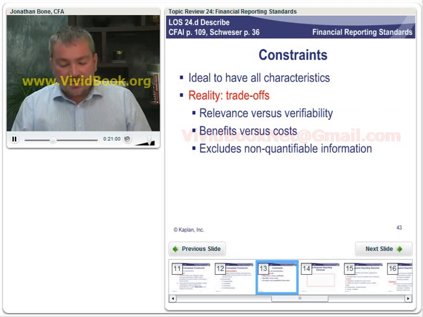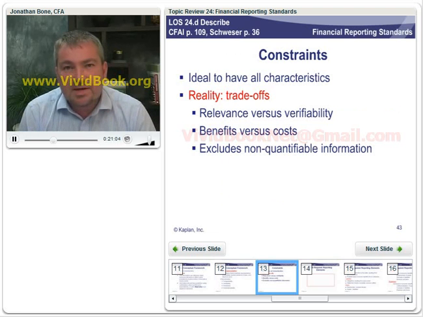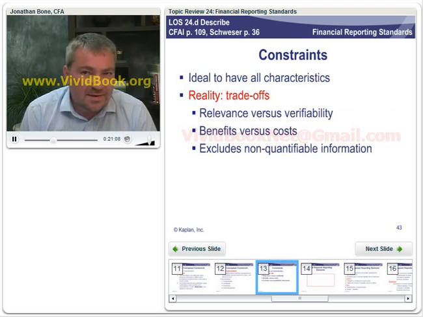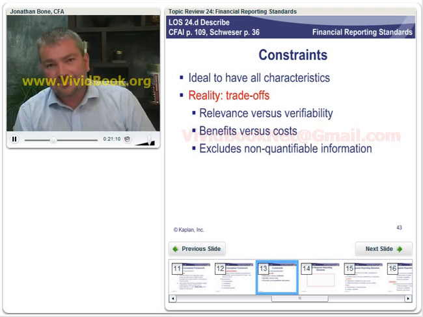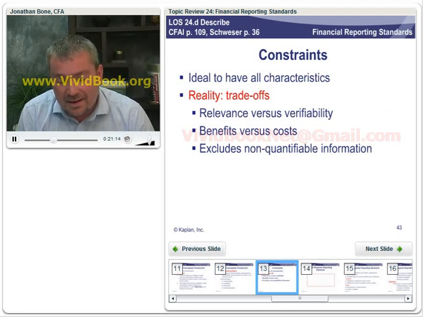Now let's talk about constraints. Now obviously we'd like to have both characteristics, but in reality we do get trade-offs. So let's talk about relevance versus verifiability. Now relevance, of course, says we want the information in the accounts to be relevant for economic decision making. And of course that means very, very timely. The quicker the information comes out after the firm's year end, the more up to date that information is, the more useful it is in economic decision making.